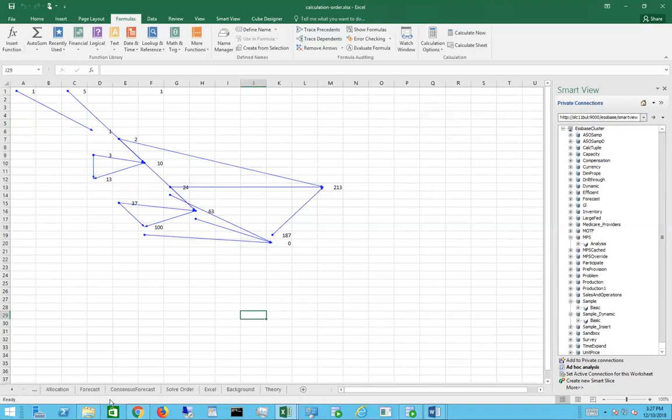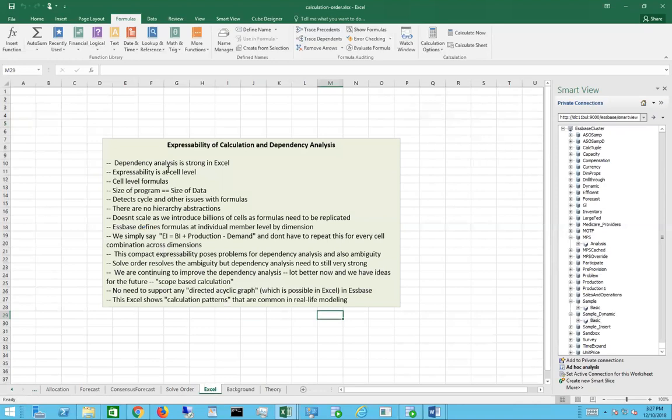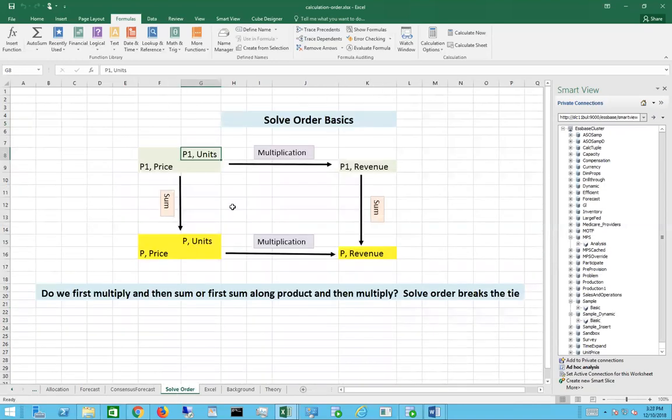But we don't want to have a cell by cell formula. We want to have a dimensional model where you express the calculation in a more compact way, right? But let's say I may have a formula in only one dimension. Then when I am doing a Cartesian product with members from other dimensions, there is some amount of ambiguity, and solve order helps in breaking that ambiguity.